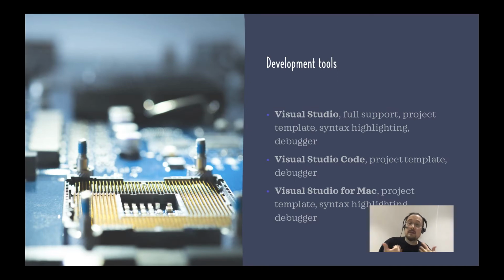Now there are development tools, three good options. Visual Studio itself, Visual Studio for Windows, has full support, it has the project template, syntax highlighting and a debugger. Secondly, there is Visual Studio Code. It's a great editor for many things. The Blazor support in it has the project template, it has a debugger, but it doesn't quite have the syntax highlighting of the Razor template that you actually use to author components. So I'm not really sure where they're at, but last time I checked, there was some discrepancy.